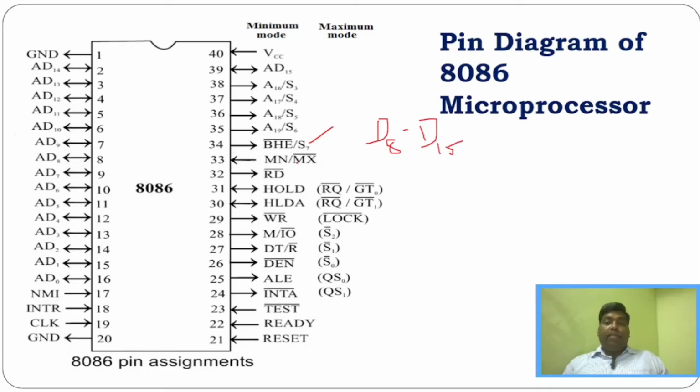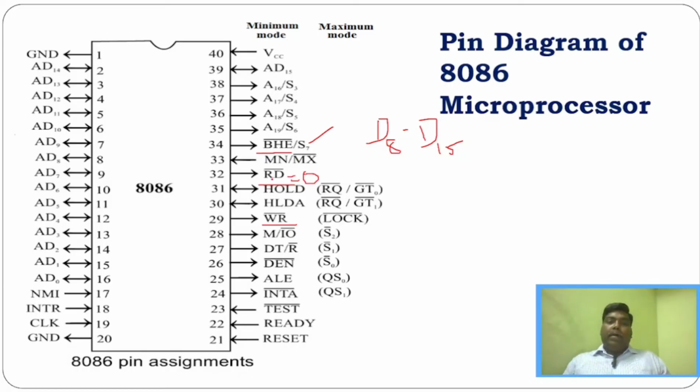High data enable. Whenever there is a high data enable, that will be indicated by this particular pin BHE. And similarly, we have read as well as write. Whenever we want to read an instruction from the memory, this particular pin goes low. Whenever we want to set a pin, it will be equal to 1.